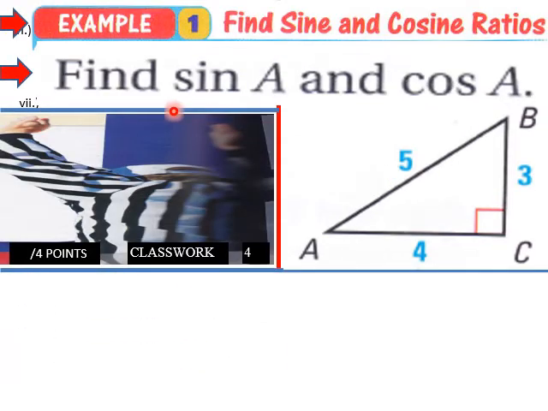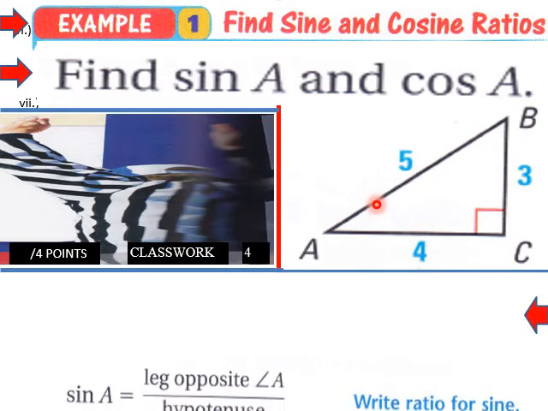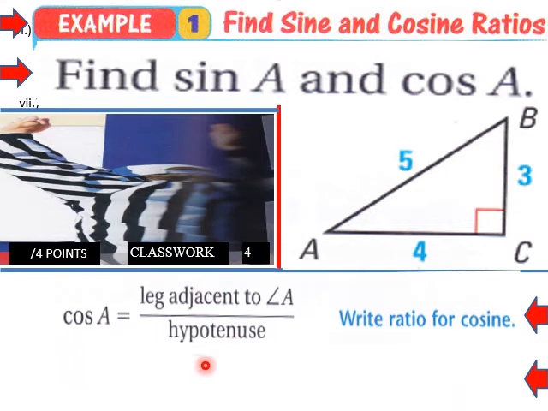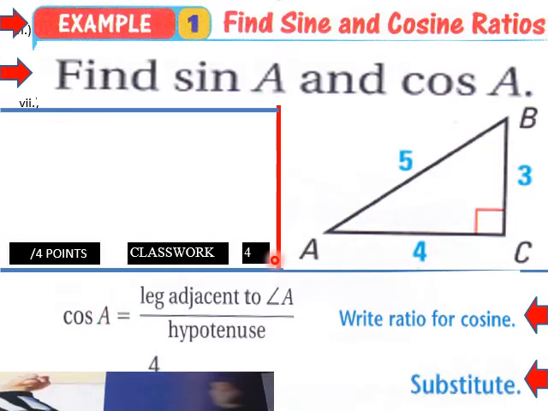Example 1, find sine and cosine ratios, sine A and cosine A. So how will we find those? Sine A is leg opposite A over hypotenuse, so it'll be 3 over 5, yes? For sine A, 3 over 5. And then for our cosine A, it would be adjacent over hypotenuse, so it'll be 4 over 5.